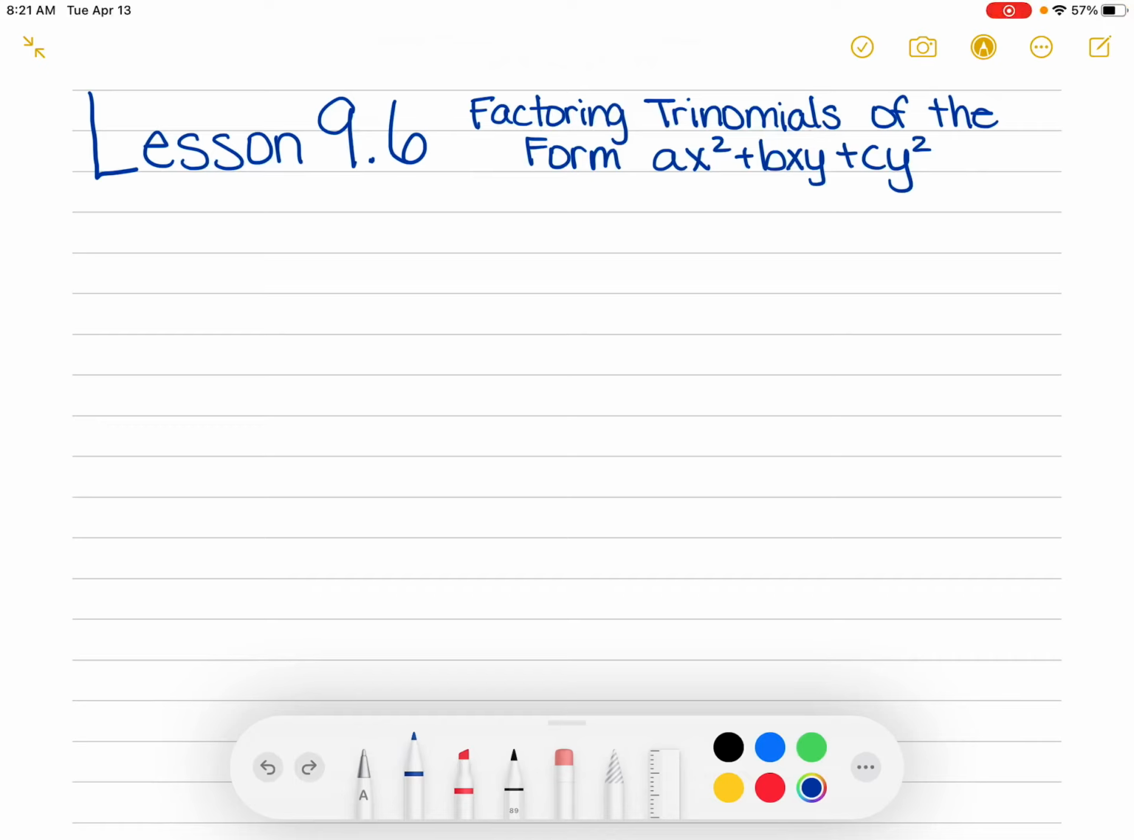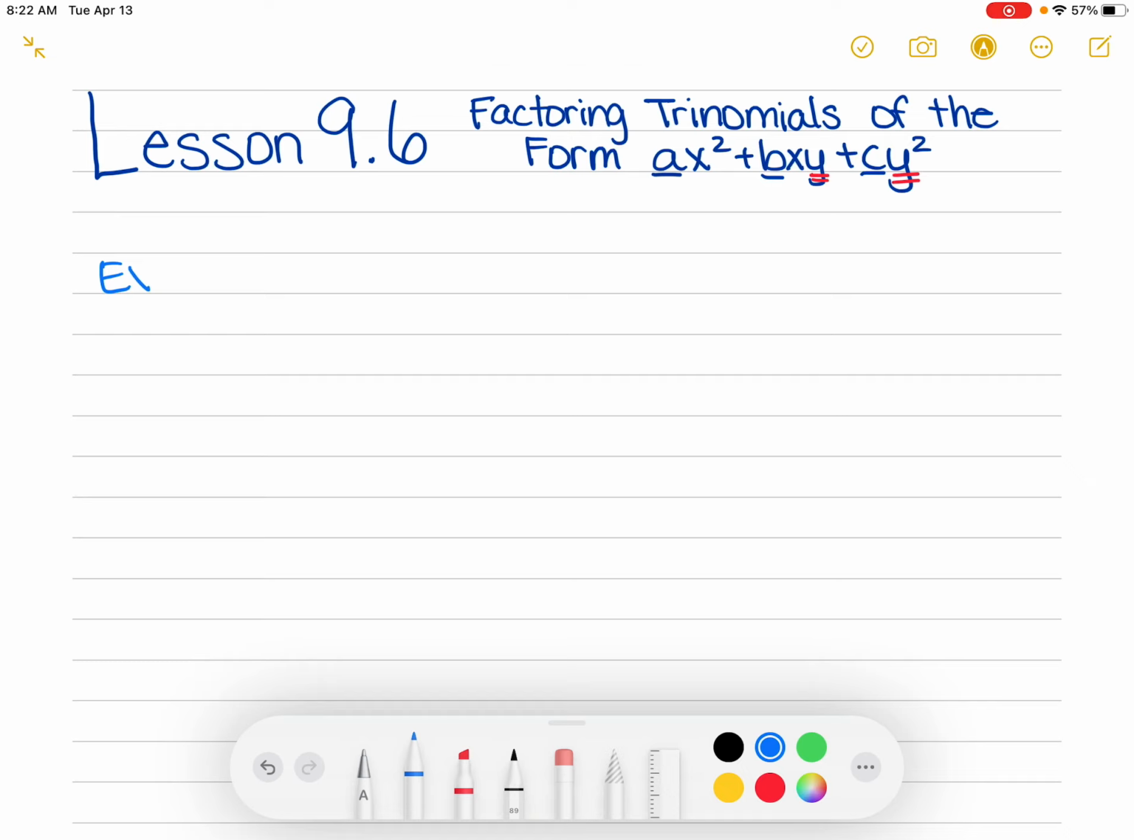Hello students, today we're doing lesson 9.6, factoring trinomials of the form ax squared plus bxy plus cy squared. If you notice on all of these titles, the a, the b, and the c are going to be numbers, correct? What's different now is that we have a y squared at the end, and in the middle we have a mixed xy. So this is exactly like all the other lessons we've done, except that we're putting that y squared on the end. So let's go ahead and get started.